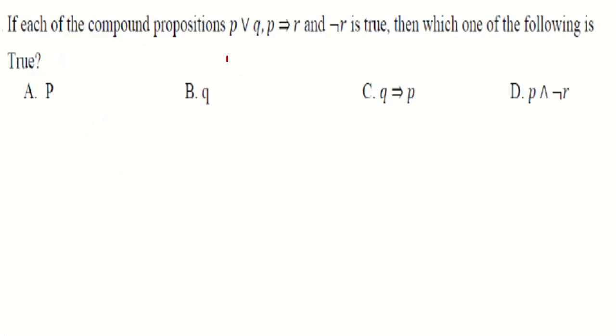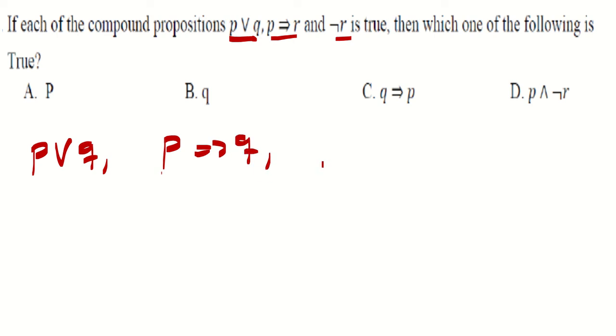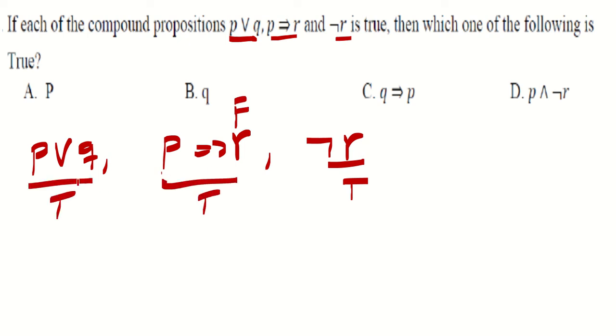And the next one. If each of the compound propositions P or Q, and P implies Q, and negation R are true, it means P or Q is true, and P implies Q is also true, and negation R is also true. Which one of the following is true? That means first of all, let's check from this being true. Here we need to check P implies R. This is R. Okay, this is true, means this one is false. The whole is also true, given to us.